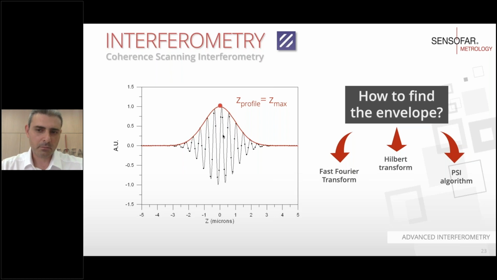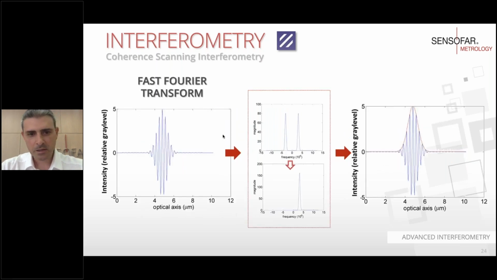There are many ways to do that, but commercial instruments and more accepted algorithms use Fourier transform, Hilbert transform, or phase shifting algorithms, in which at the end we discard the interferogram information and recover only the envelope information. That is the red curve you're seeing here on the screen now. So let me explain one of the three, the Fourier transform algorithm. That is very simple to understand.